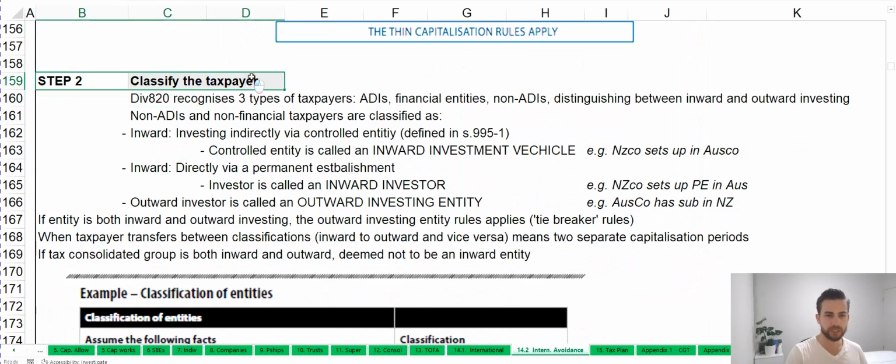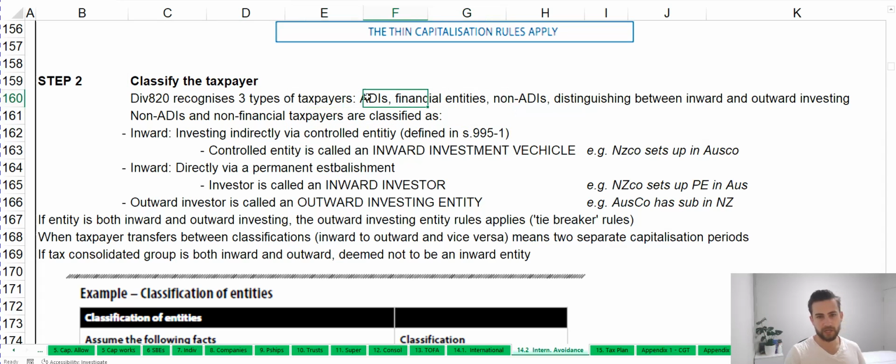So step 2 is classify the taxpayer. Division 820 recognizes 3 types of taxpayers. Number 1, ADIs, or authorized deposit taking institutions, financial entities, and non-ADIs. And each of these, they're distinguished between inward and outward investing, i.e. are you investing in Australia or are you investing overseas? Okay, so they're the 3 categories.